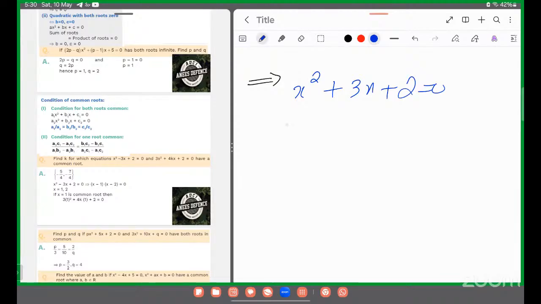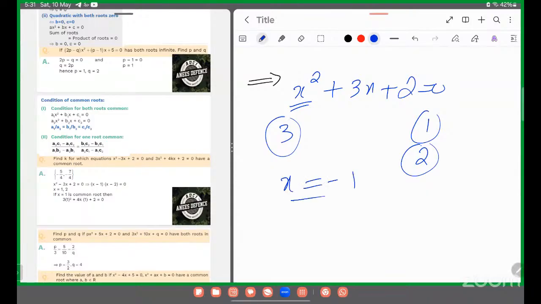Odd coefficient means 3. That is the odd coefficient. Even coefficients mean the coefficient of x square and the coefficient of x raised to 0. The coefficient of x raised to 1, x raised to 3, x raised to 5 are known as odd coefficients. So here the x square coefficient is 1, and the coefficient of x raised to 0 is 2. Here you can see the sum of the even coefficients equals the sum of the odd coefficients: 1 plus 2 equals 3. Then we can say that x equal to minus 1 will always be a root.